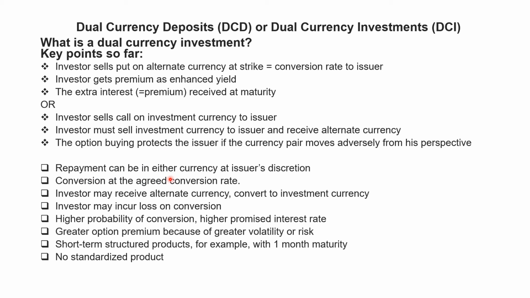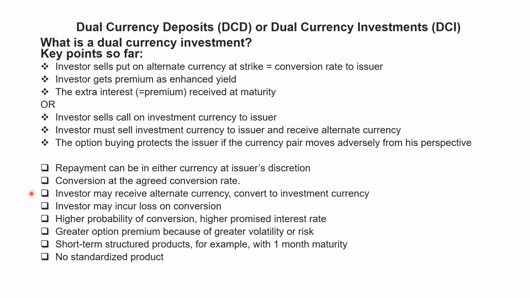Therefore, the investor is exposed to significant risk. Note that the investor cannot be sure of the currency in which he will get back his investment. The issuer retains the right to decide the currency in which the investment is paid back. He can repay the principal plus the interest in the investment currency or the alternate currency. Obviously, the issuer chooses to repay the principal plus the interest in the currency which is beneficial to him.